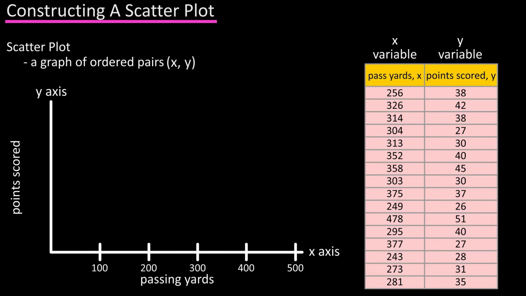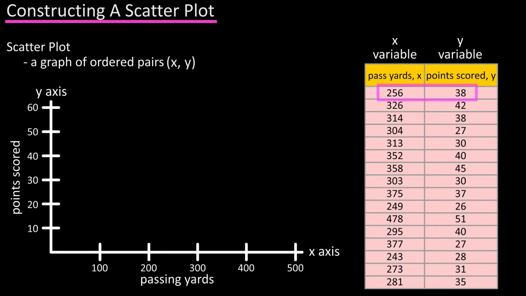Next, from the table, find the highest value in the table for Y, points scored, which is 51. We can round up to 60 and mark that somewhere near the top of the Y-axis. Then make 5 more marks of equal distances going down the Y-axis, marking them 50, 40, and on down to 10. Next, we're going to plot the points on the graph.